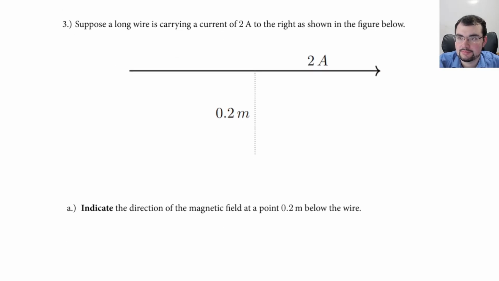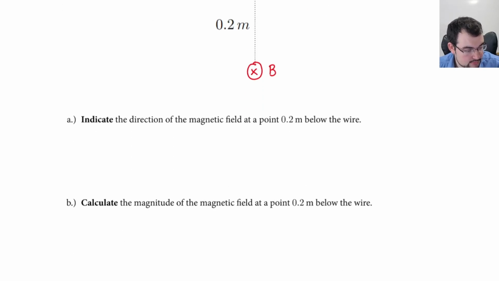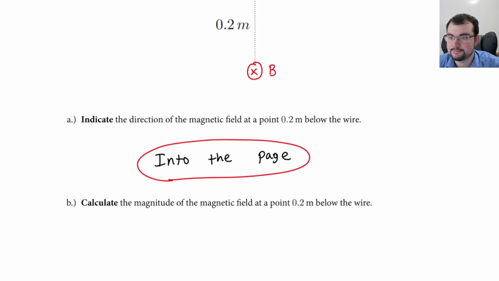All right, let's do an example. A long wire is carrying a current of 2 amps to the right. Indicate the direction of the field 0.2 meters below the wire. All right, well, right hand rule. My fingers pop out of the page above the wire and then they wrap into the page. So this is going to be into the page. Just using the right hand rule.